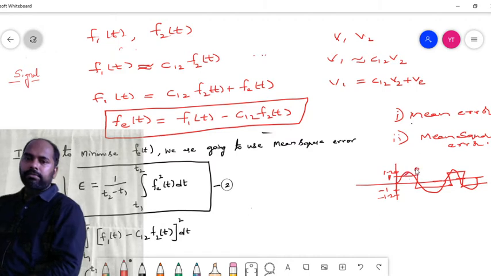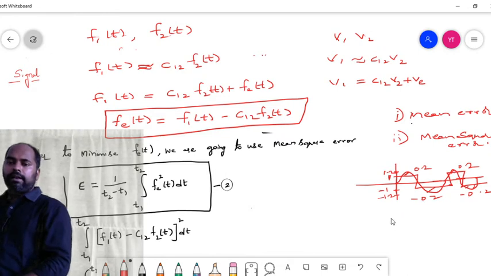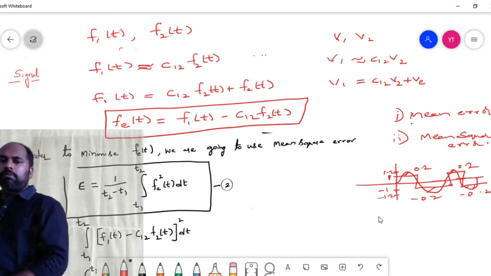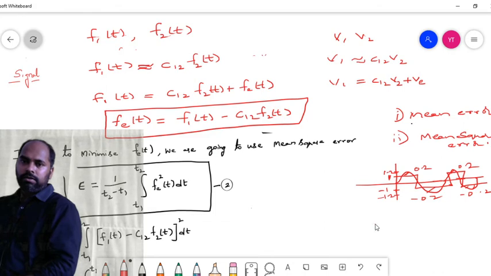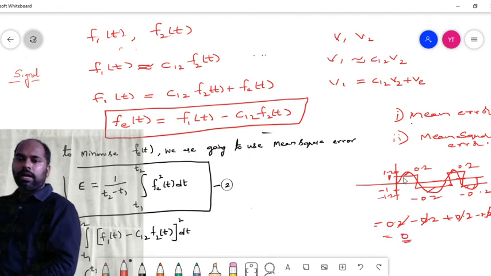Here it is 0.2, here it is minus 0.2, here it is again 0.2, here again it is minus 0.2. If you apply the formula epsilon equal to 1 by t2 minus t1 integral over t1 to t2 fe of t dt, suppose it's all addition, right? So what am I going to do? 0.2 minus 0.2 plus 0.2 minus 0.2, plus 0.2 minus 0.2 plus 0.2 minus 0.2. Everything is going to get cancelled. Even though you have error, you are going to get 0.